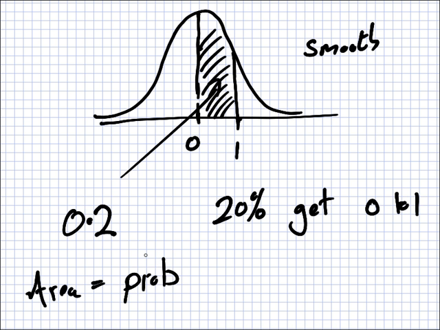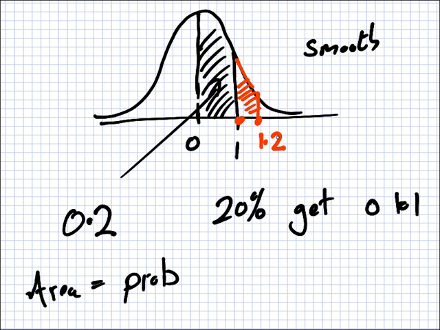So if I said, what's the chance I'll get a number between 1 and 1.2? Well, there's 1. There's 1.2. And if I calculate this area, then I have the chances of getting between 1 and 1.2. Are we getting the idea with this?